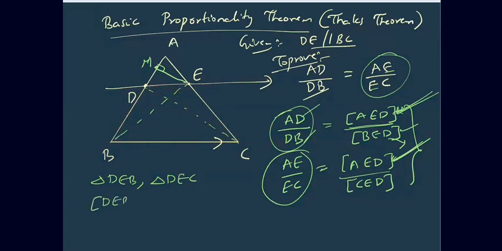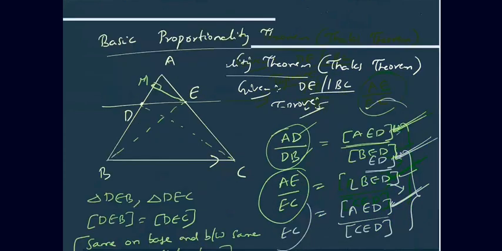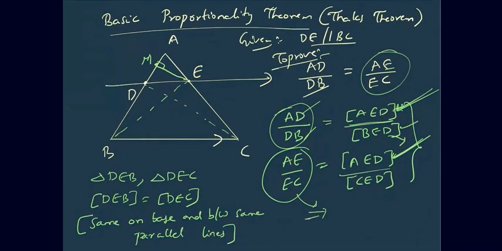So the area of triangle DEB is same as the area of triangle DEC, because the triangles are on the same base and between the same parallel lines. So if these two quantities, BED and CED, are equal, then the right hand sides of these two equations are equal, so the left hand sides must also be equal. So then I have proved that AD over DB is same as AE over EC. We have proved this.